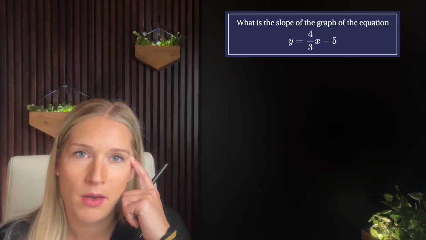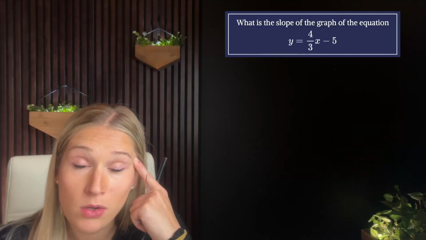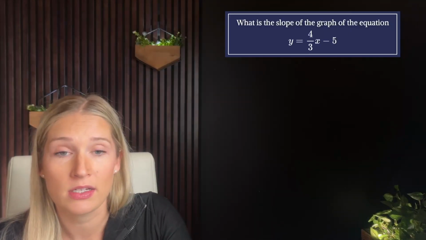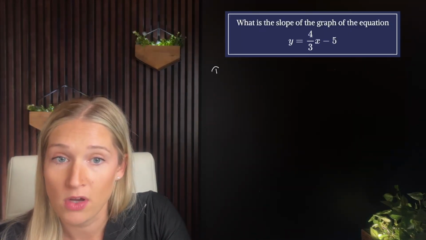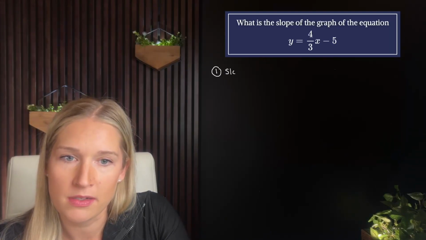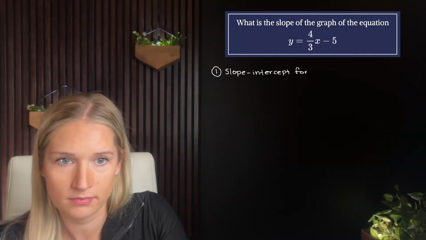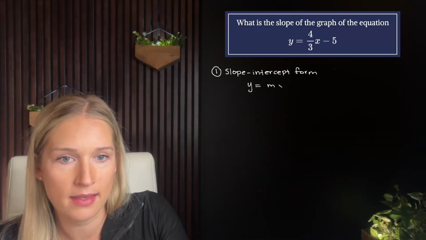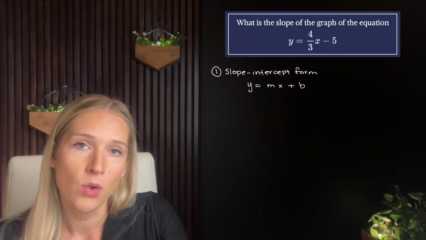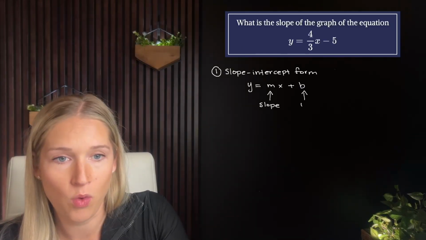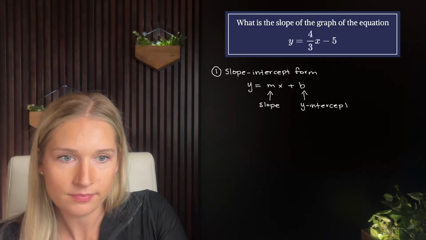And what I'm thinking about when I'm trying to figure out the slope of the line is what form is it in, or what form could I relate it to? We have a few different options for equations of lines. The first is what we call slope-intercept. And that is the equation y equals mx plus b, where m is your slope and b is your y-intercept.